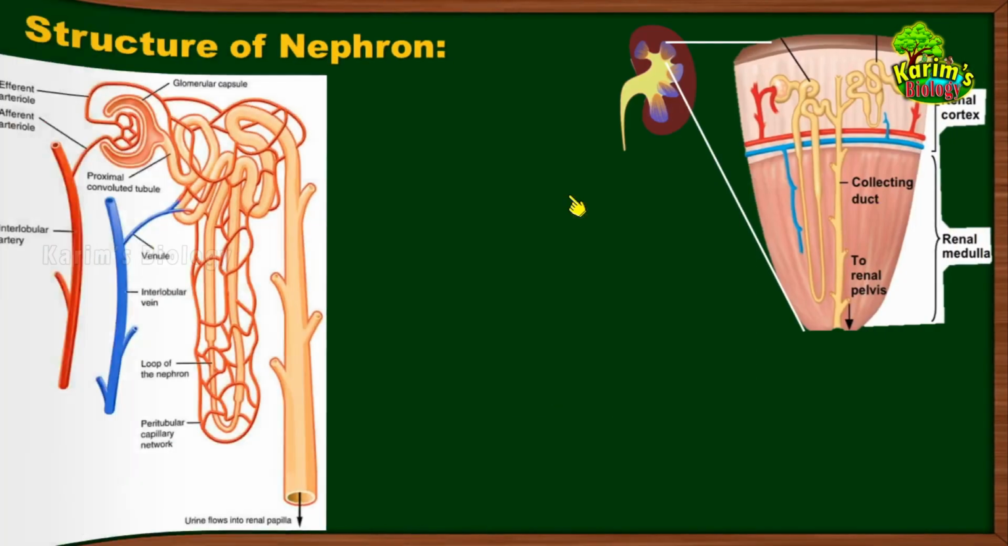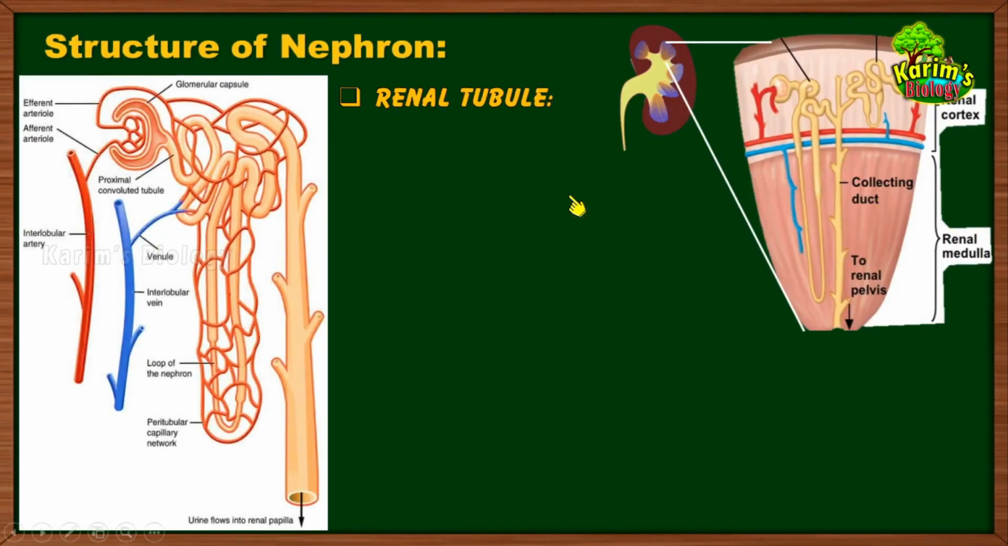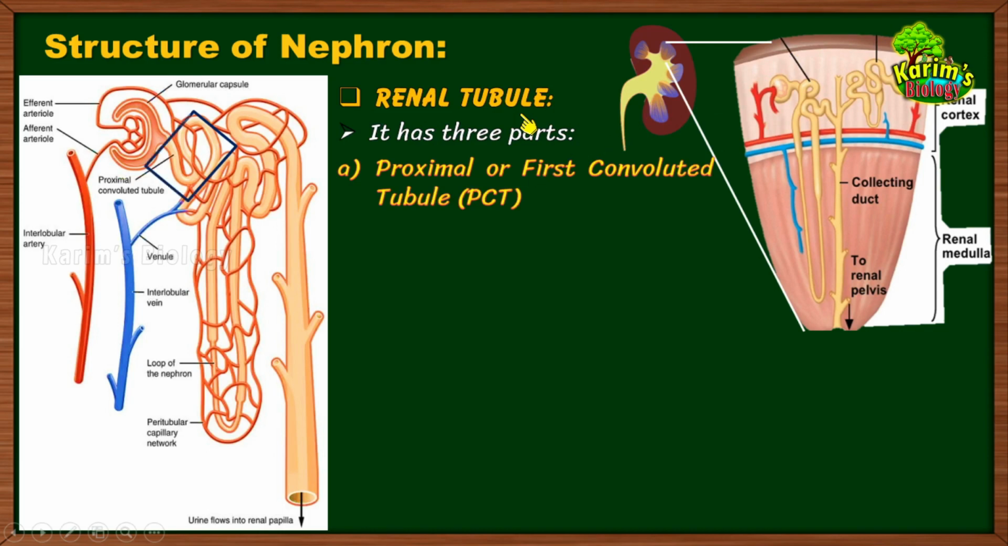Now let's come to the next part of the nephron, which is called renal tubule. So far we have discussed about the capsular part of the nephron. Now we are going to talk about this tubular part of the nephron, which is called renal tubule. As I told you earlier that it has again three parts. The first one is the proximal convoluted tubule. So this is the proximal convoluted tubule.